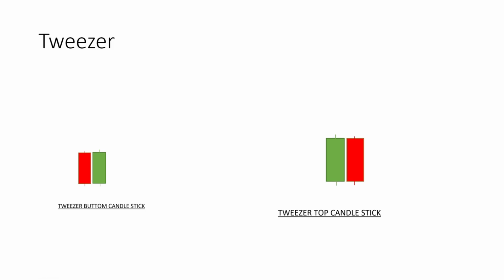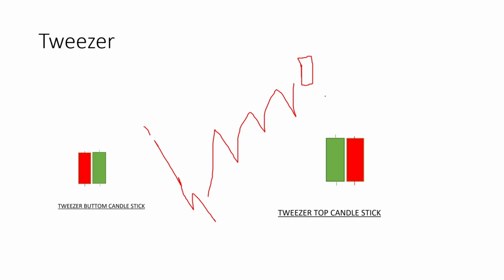Then the tweezer bottom and the tweezer top. These candlesticks have the same size, the same height. So if you see them on a chart, maybe in a downtrend, the market has been trending down, down, down, or up, up, up, and you see a tweezer, something like this. This is for the top tweezer now.